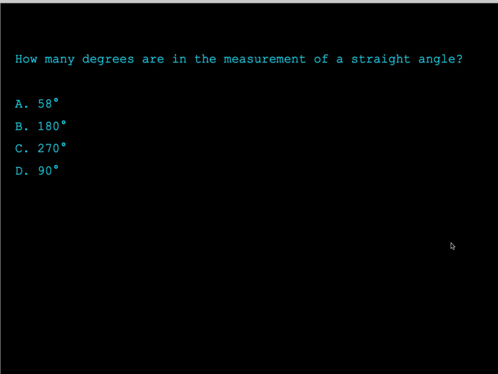How many degrees are in the measurement of a straight angle? Is it A, 58 degrees, B, 180 degrees, C, 270 degrees, or D, 90 degrees?